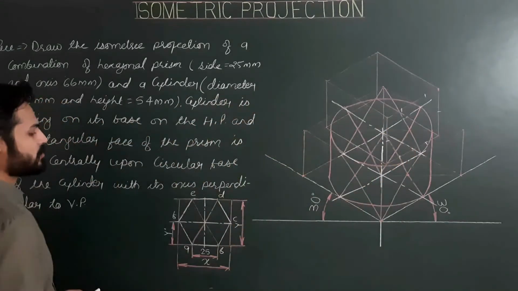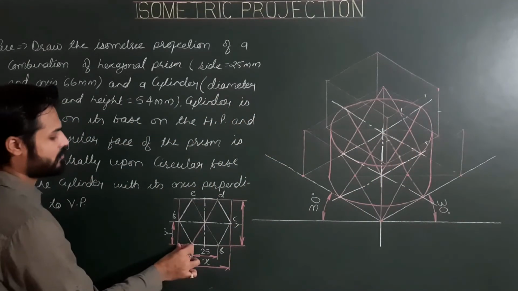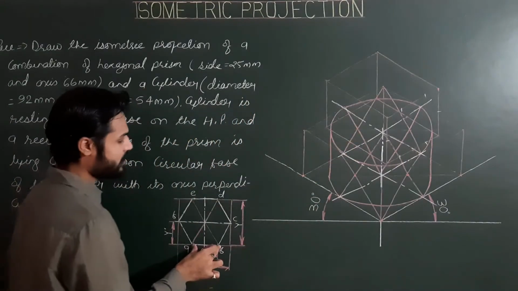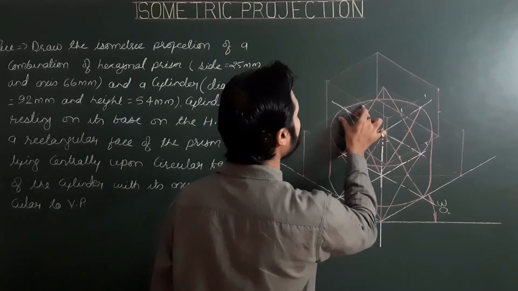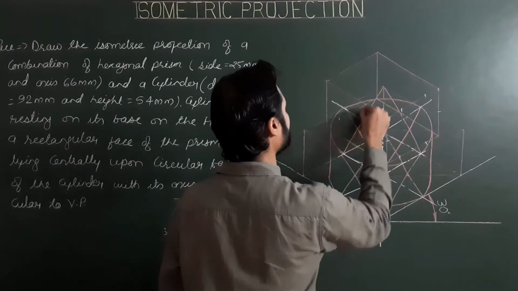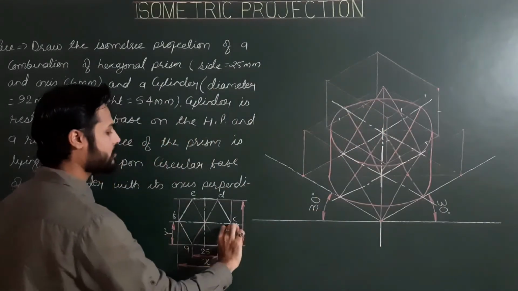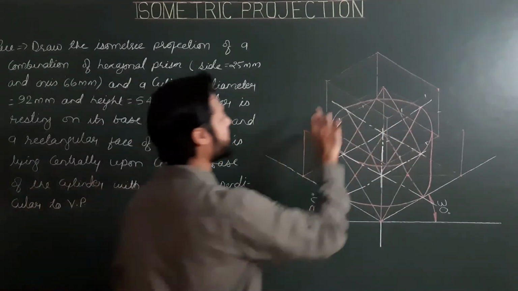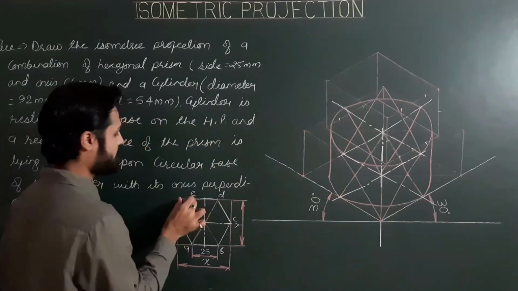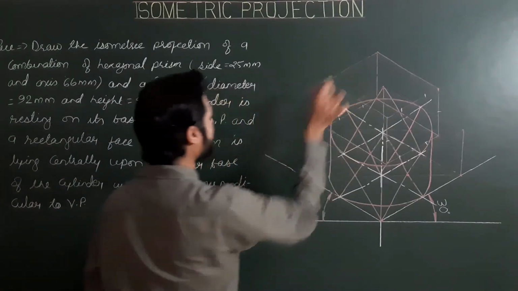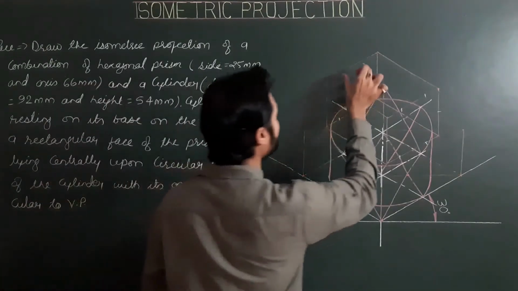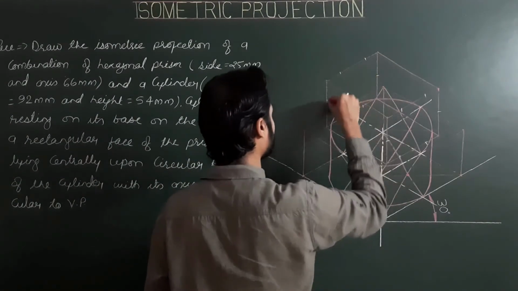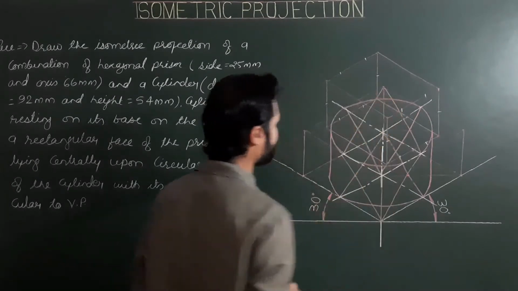Again we have to repeat this process for the rear base. First point A to B, A and B, then C vertically, F vertically, E and D. So these are the six corners of the rear base.